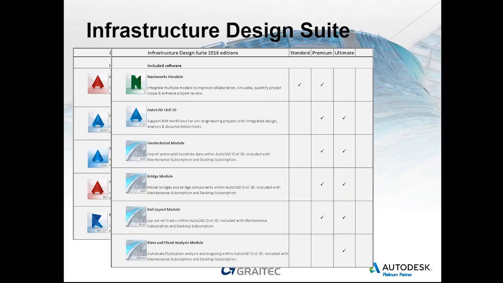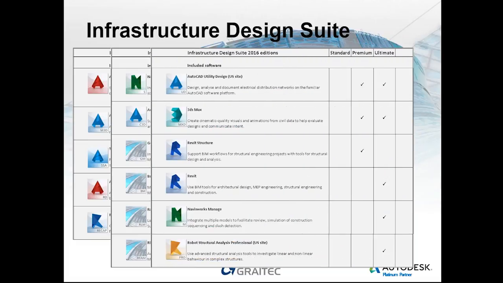And it's worth noting as well that with Civil 3D there's a lot of free modules you can download as well: the geotechnical module, the bridge module, there's a rail layout module as well, and the river and flood analysis module. The ultimate comes with the utility design suite as well, and also 3ds Max. For those of you that don't want to go to the level of 3ds Max, that's where InfoWorks comes in for doing visuals, which is really good. And of course you get Revit as well in there, and some structural analysis, Robot Structural Analysis as well.